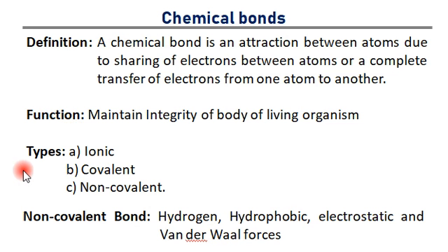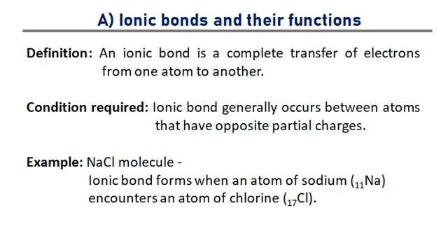There are basically three types of chemical bonds: ionic bond, covalent bond and non-covalent bond. Non-covalent bond is further divided into four more types: hydrogen bond, hydrophobic bond, electrostatic bond and van der Waals forces. The different characteristics of each type of chemical bond we'll learn here. We'll begin with ionic bond and its function.